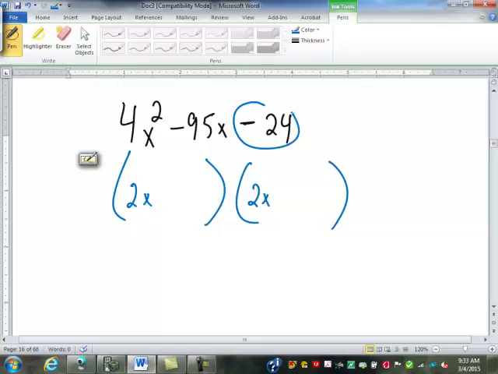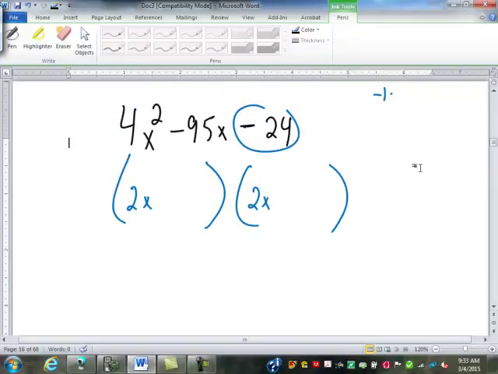Then this one's a negative 24, so one's positive, one's negative, right? So either a negative 1 times a positive 24, or a 1 times a negative 24, or a 2 times a negative 12, or a negative 2 times a positive 12. A 2 and a 12? Give it a shot. Positive 2 and negative 12? Yeah, positive 2, negative 12.